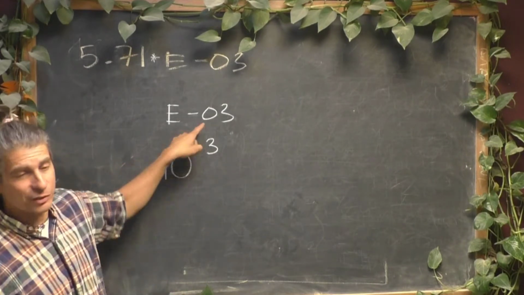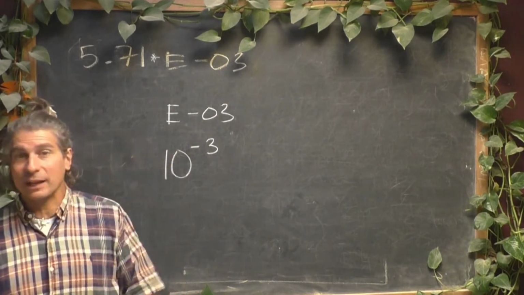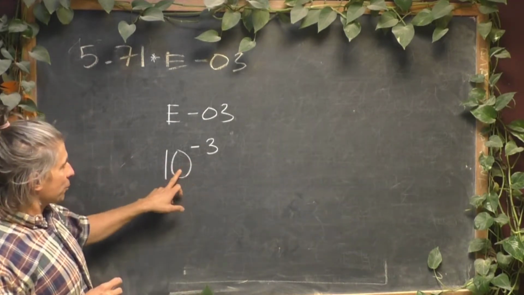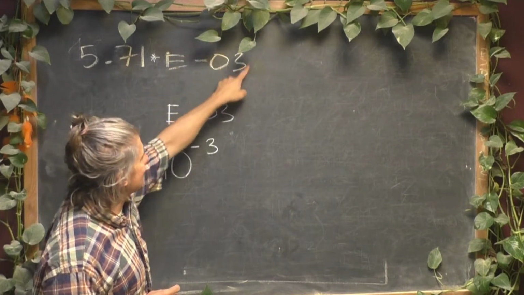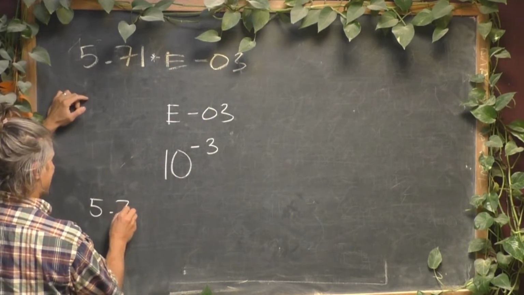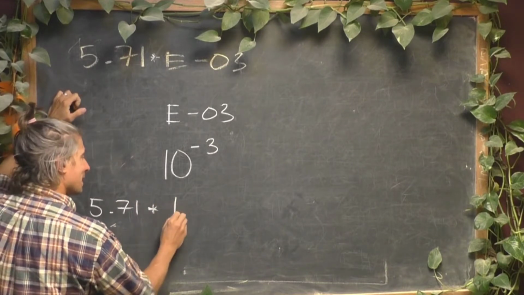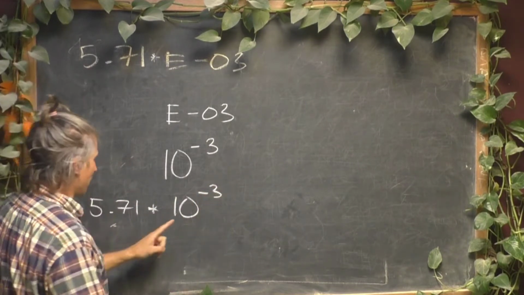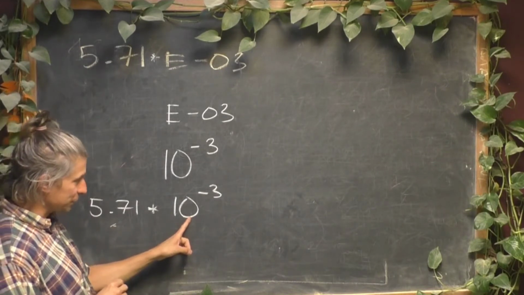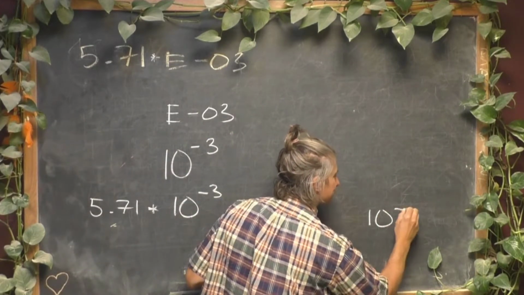The 0 is just computer language. It puts it there as a placeholder. Why? I don't know. It just does. So when you see this, it really means 5.71 times 10 to the negative third power. Now we'll deal with this in a second. I want to deal with this 10 to the negative third first. I'll put that over here.